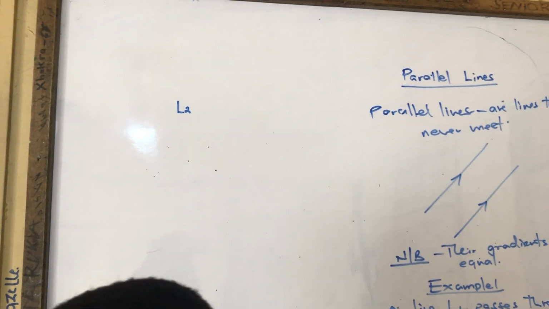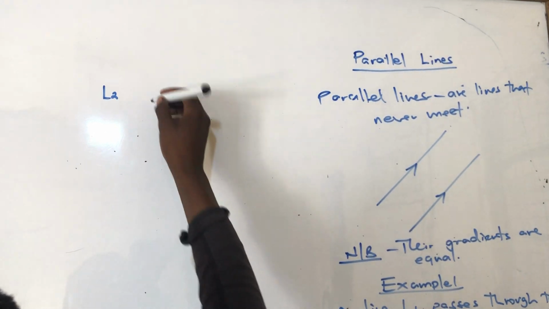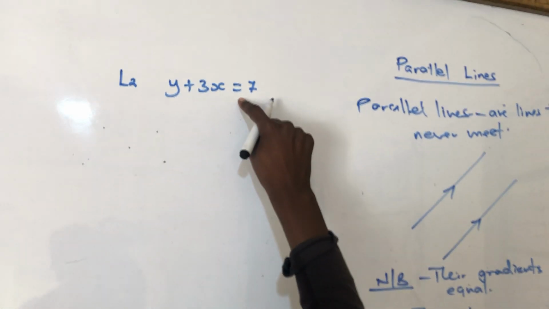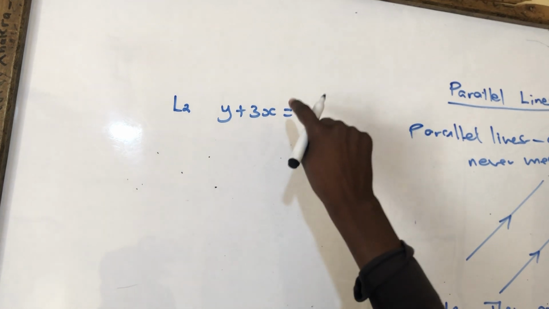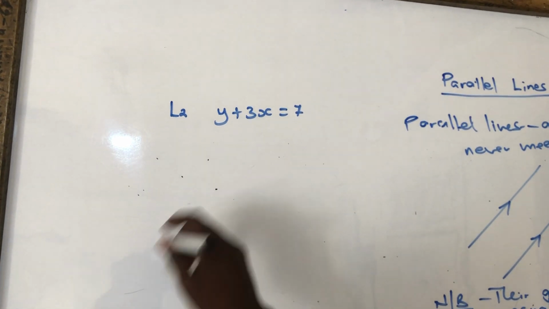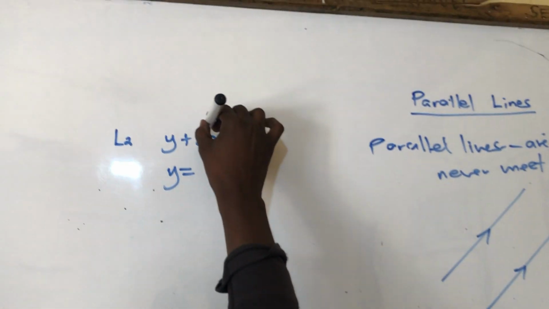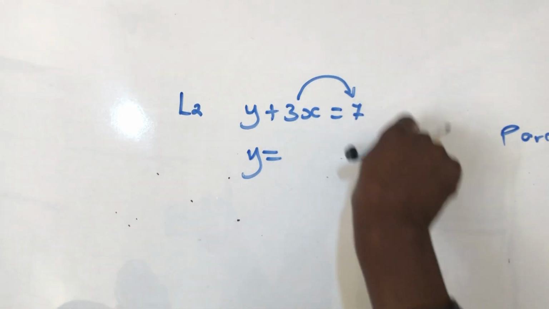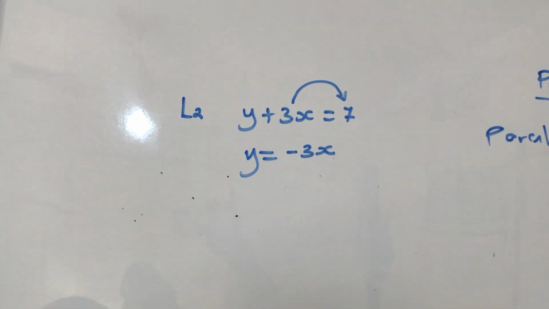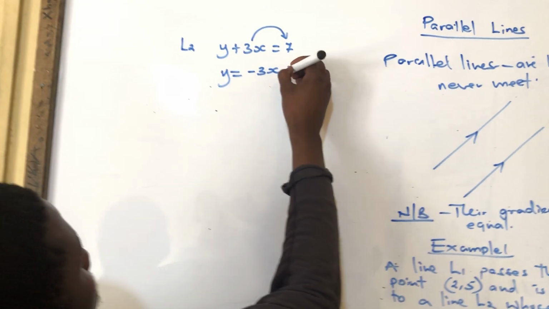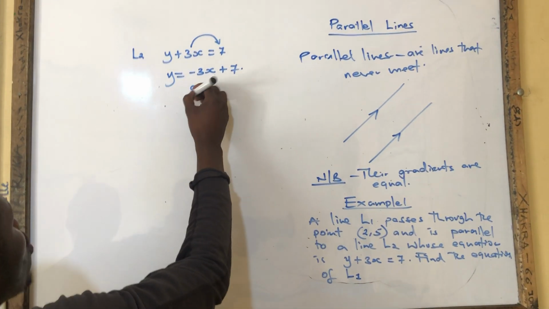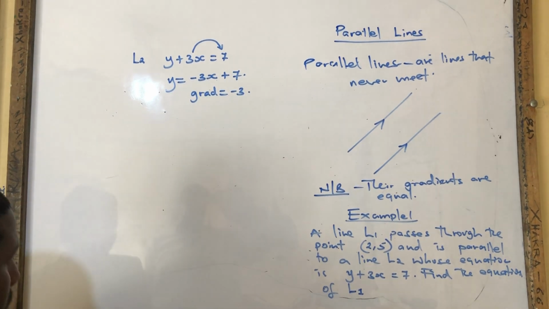We want to start with line L2. For line L2, the only thing we are interested in is the gradient. But before you think of finding the gradient, the equation must be written in the form y is equal to mx plus c. How do we achieve that? The 3x will be transferred to the other side of the equal sign. It is a rule that if a positive number crosses the equal sign, it becomes negative. So we'll have y equals negative 3x plus 7. This negative 3 is what we refer to as the gradient.